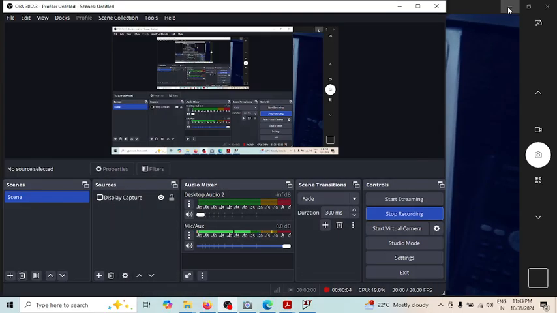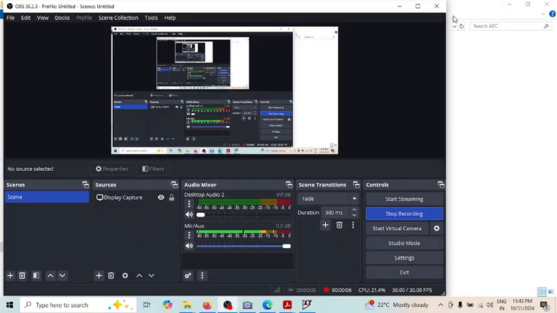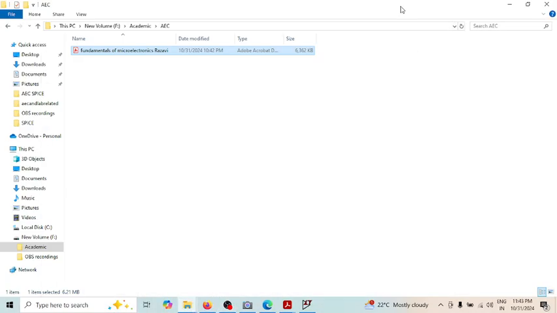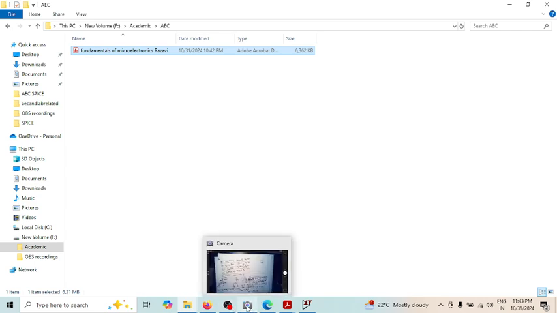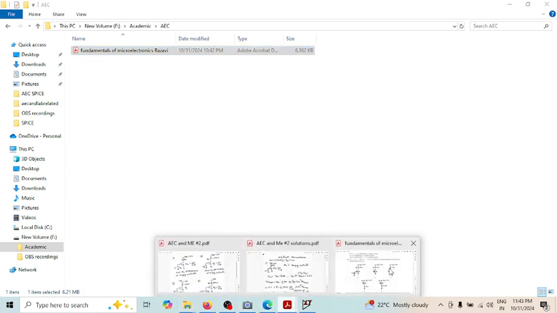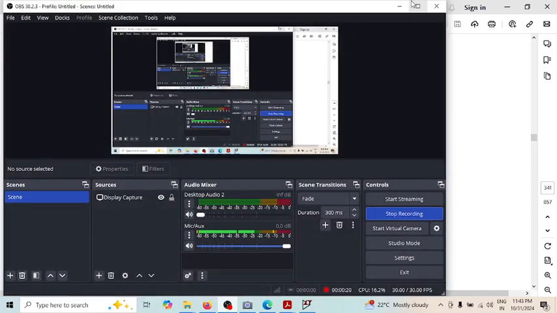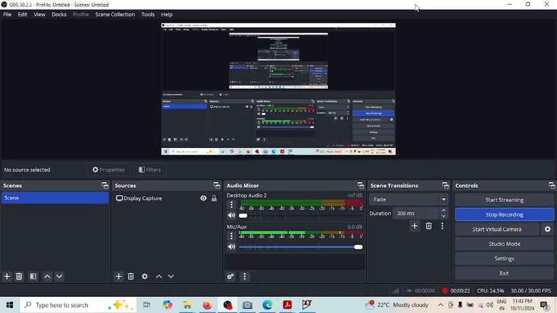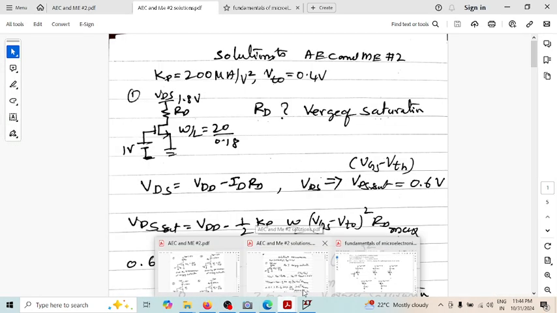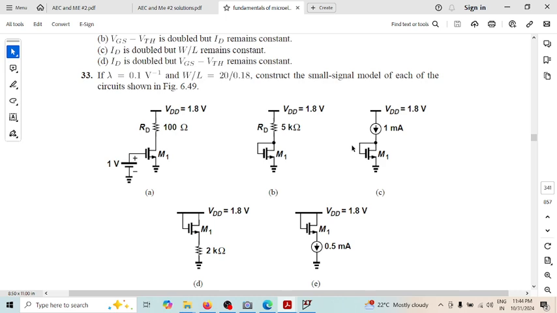Okay, let us move on and try to find... okay, this is my problem. Is this okay? This is going on. So what I have is, okay, let us try to find the second equation and its small signal model.